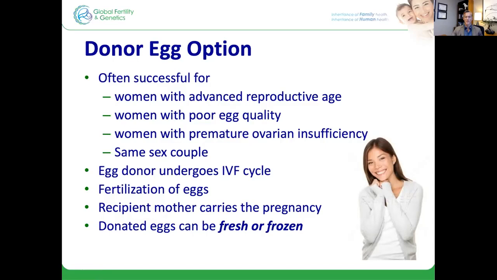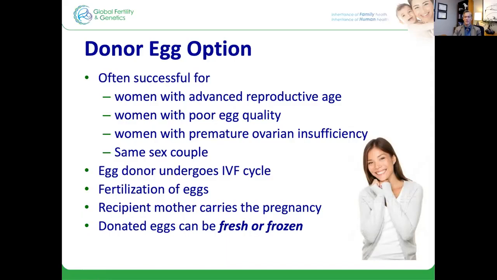Also, donor egg will be needed in same-sex couples. If both of them are males, then we will have no ovary available, so we will have to use a donor to obtain an egg and make a baby. The donor will undergo an IVF cycle. The eggs will be fertilized with the chosen sperm, and then the recipient mother or the surrogate will carry the baby.